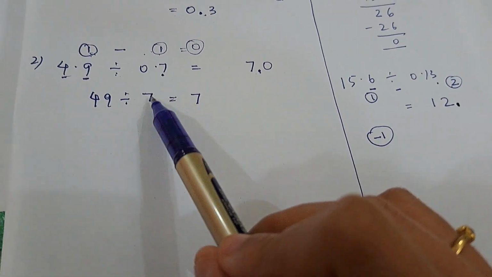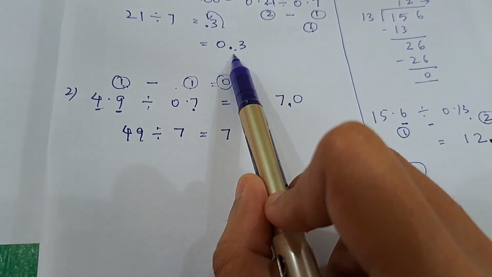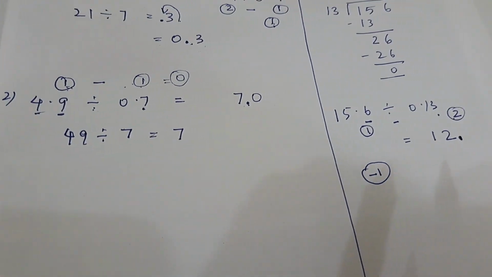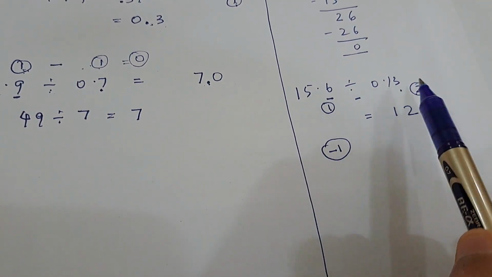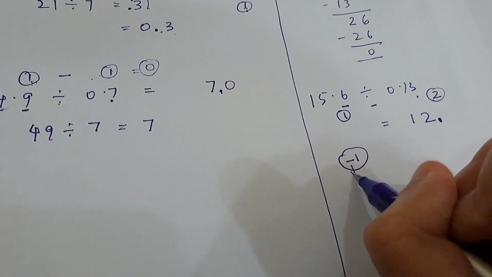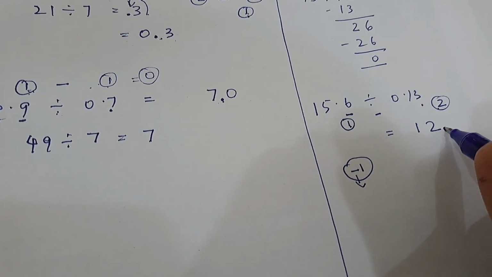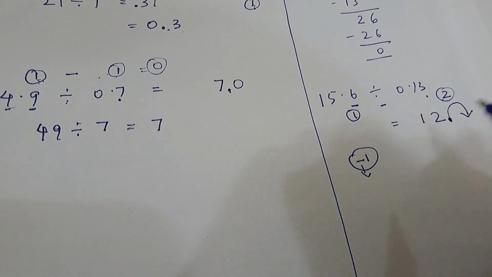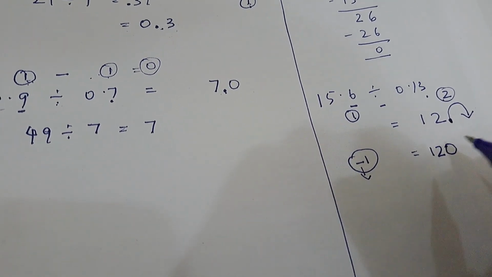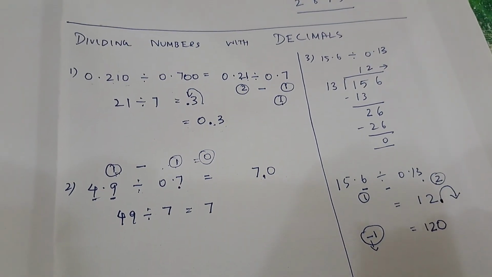But in the other cases, we moved the decimal point to the left. But here, since we got 1 minus 2, which is minus 1, and this is negative, you will move 1 place to the right. So the answer is 120. This is how you solve dividing numbers with decimals.